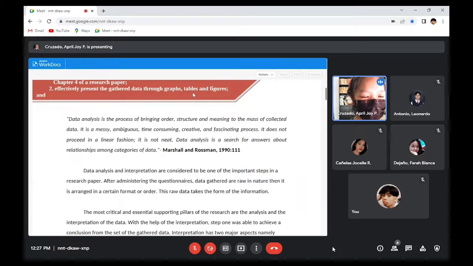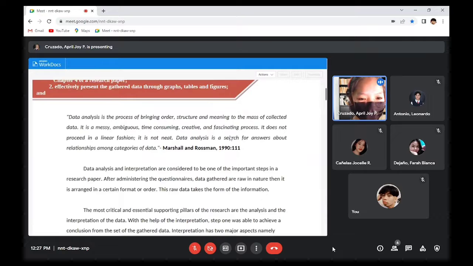Data analysis is the process of bringing order, structure, and meaning to the mass of collected data. It is a messy, ambiguous, time-consuming, creative, and fascinating process. It does not proceed in a linear fashion. It is not neat. Data analysis is a search for answers about relationships among categories of data. Marshall and Rossman, 1990, 111.